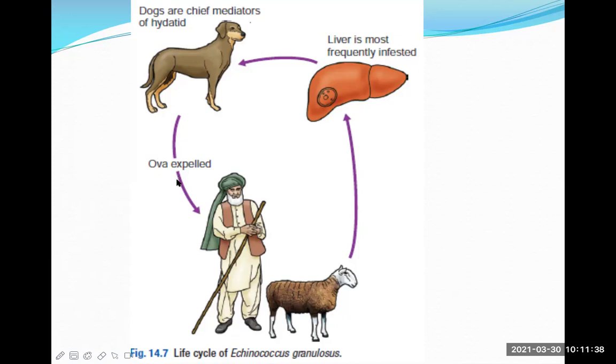Now, accidentally, if we ingest food or drinks contaminated by these ova, then we can get the infection. Similarly, sheep and other cattle can also get the infection by ingesting contaminated stool. And then the dog can get this larva by ingesting the infected meat. So this is how the life cycle will continue. So man is definitely the accidental type of host here.